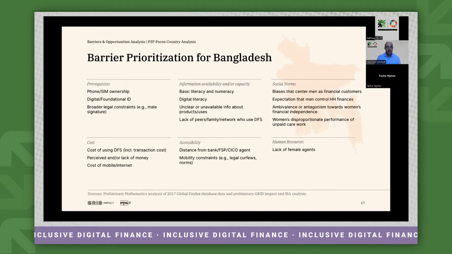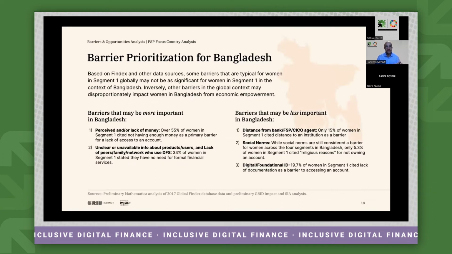But we did a little bit more research into the question, why don't you own an account, which is part of the Findex. So that helped us identify specific barriers that might be a little bit more important in Bangladesh and barriers that might be less important. So for example, 55% of women in segment 1 cited not having enough money as a primary barrier for a lack of access to an account. So this barrier of perceived lack of money is prevalent everywhere throughout the Findex. It's a major barrier that people cite as a primary reason they don't have an account.